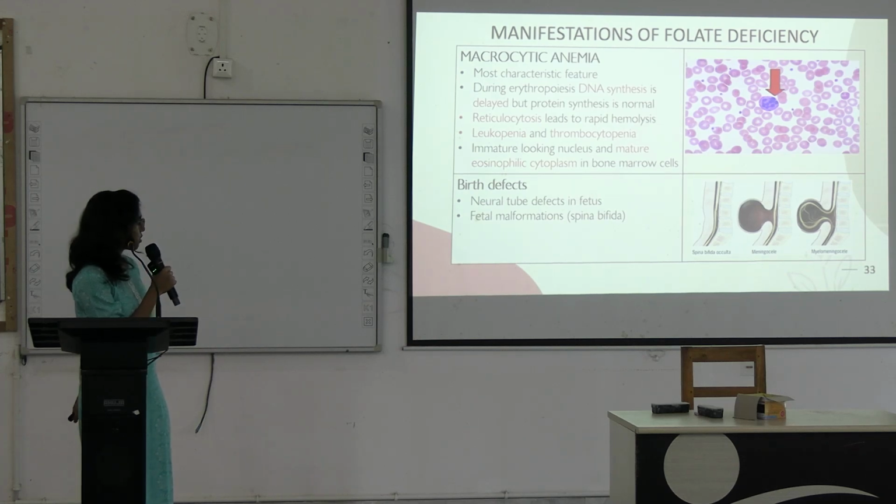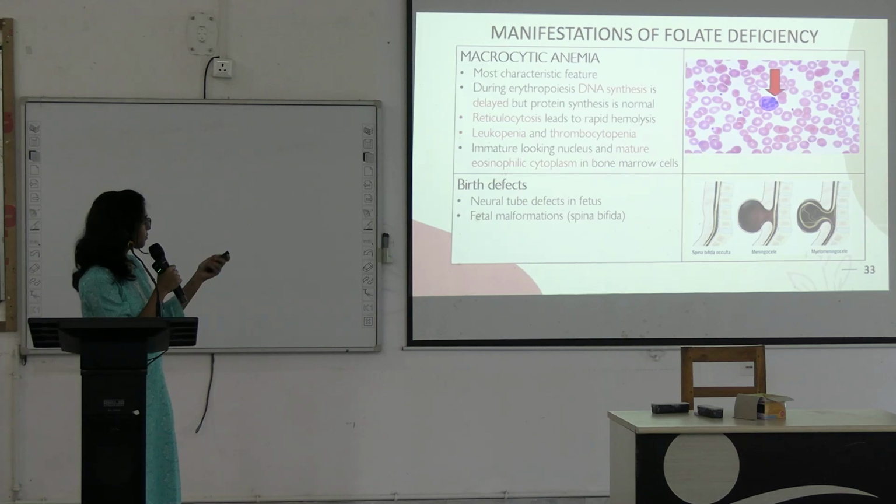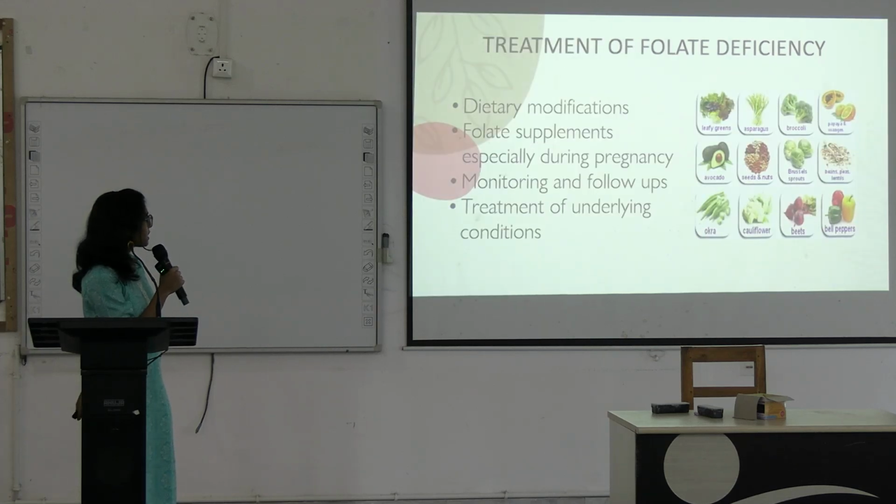Certain birth defects also occur if there is folic acid deficiency during pregnancy: neural tube defects in the fetus and also fetal malformations such as spina bifida. Folic acid deficiency is treated with certain dietary modifications and also supplementation with vitamin B12 and vitamin B6.